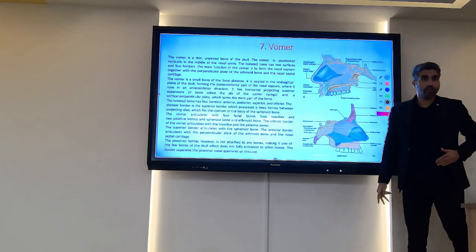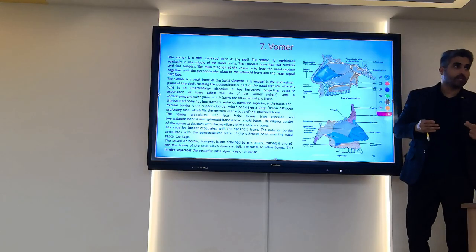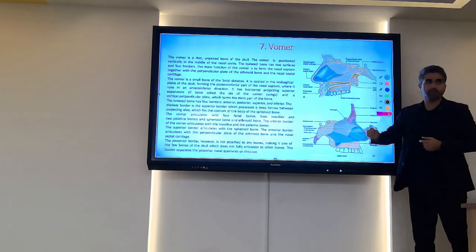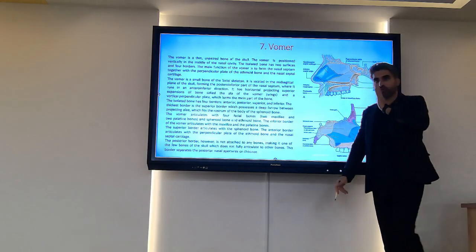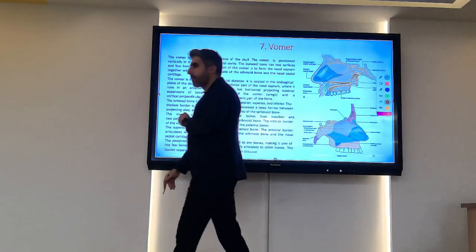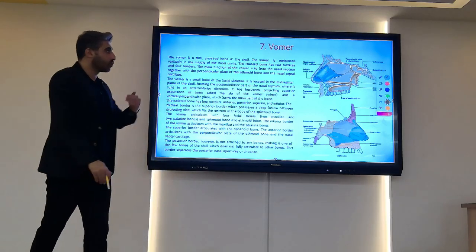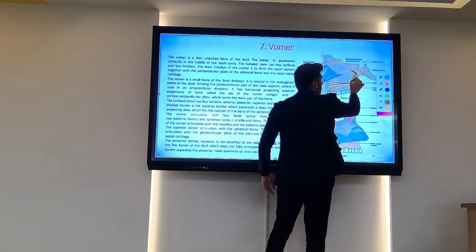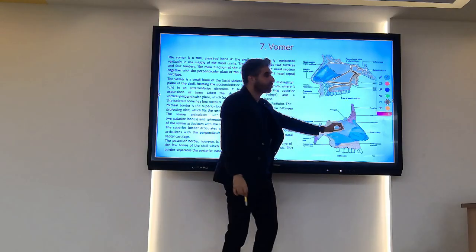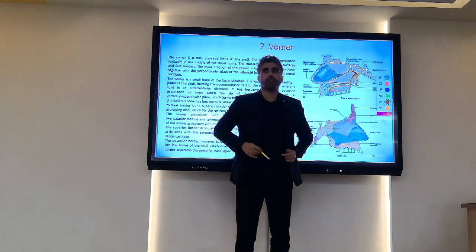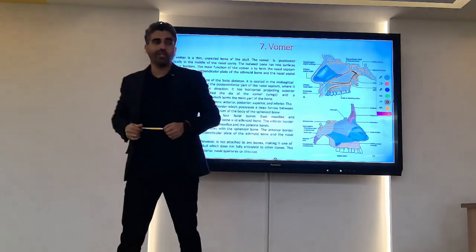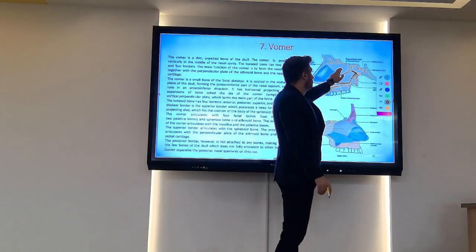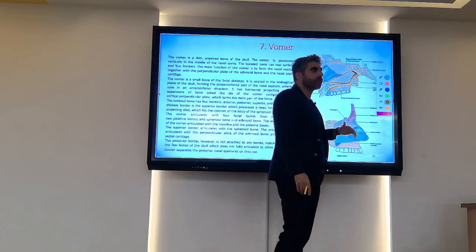So the vomer inferiorly: the inferior border is attached to the hard palate. Superiorly it is attached to the inferior surface of the sphenoid body. Anteriorly it is attached to the cartilage here. Okay, this is the vomer.